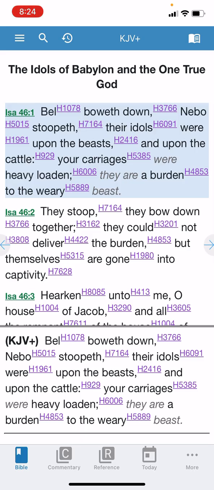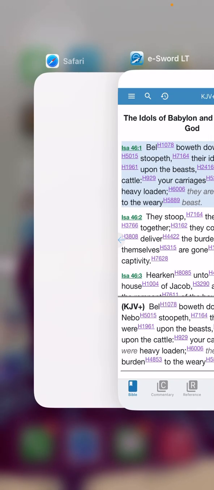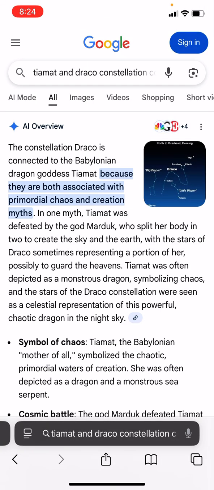So as you can see, there's a distinction here. Bel is just an idol. So they decided to use the pagan idol for the story of the Most High. So the god Marduk didn't do anything. Now, let's go back to what we were talking about, which is Tiamat, okay? And the connection to the Draco constellation.